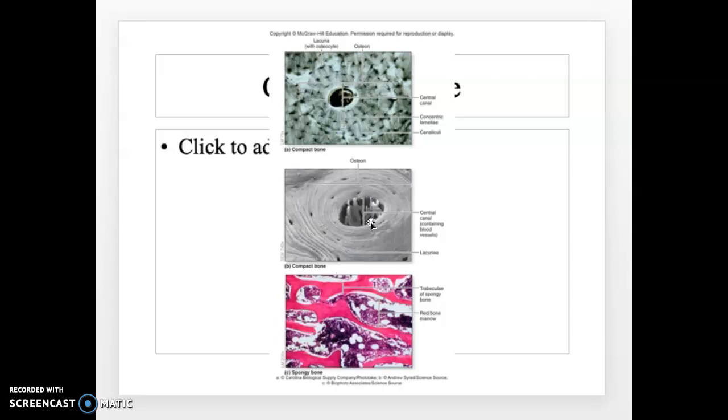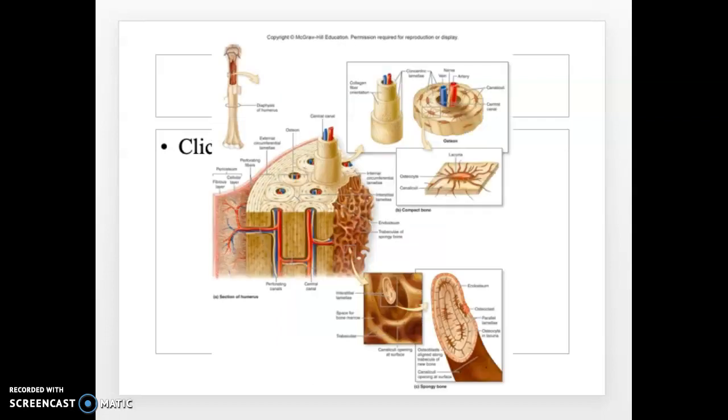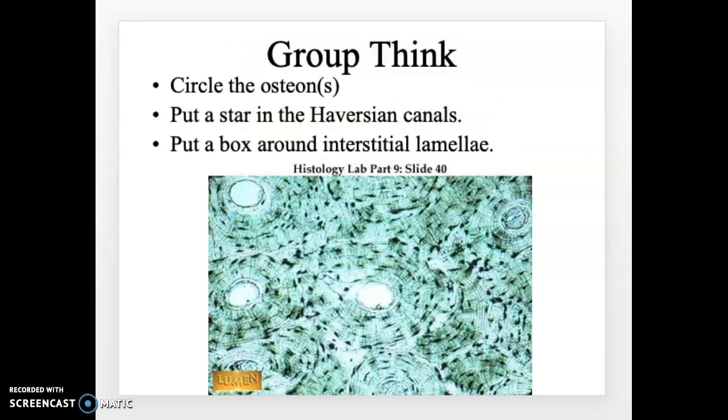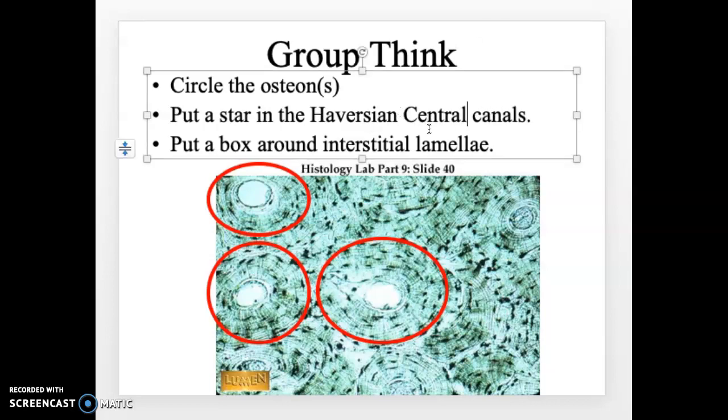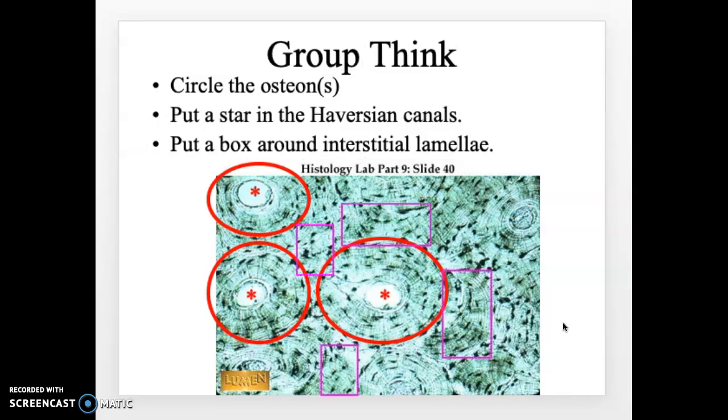This is just a picture. You can see an osteon here, central canal. Same thing. This is spongy bone on the bottom. This is just another picture for you to look at the different pieces that you will be expected on the exam to be able to label and know the functions of each of the parts of the osteons. So circle the osteons. So those are the circles. Put a star in the Haversian or central canals. And then a little box on the interstitial lamellae.